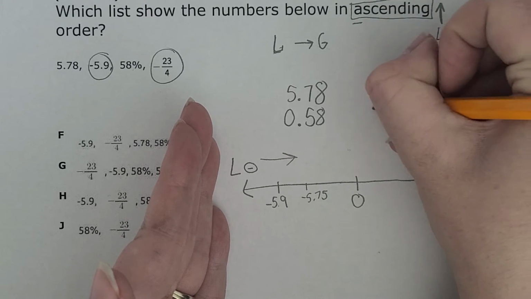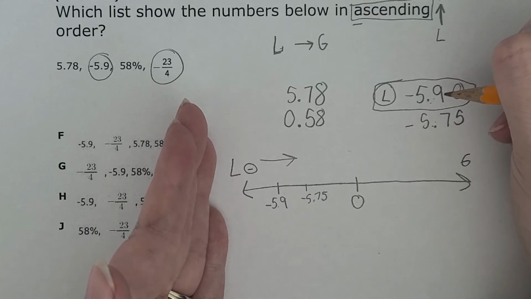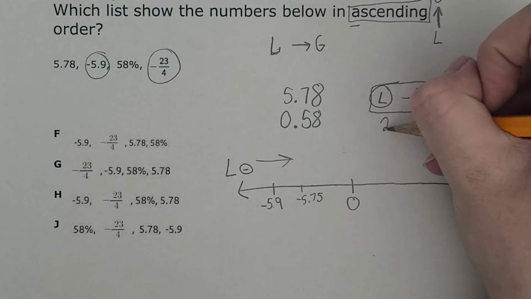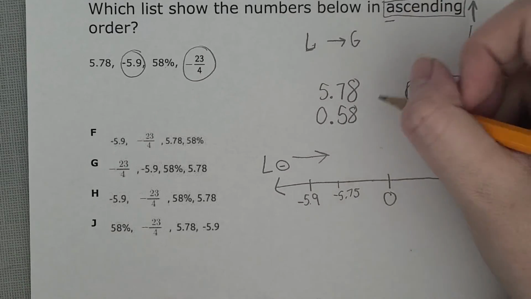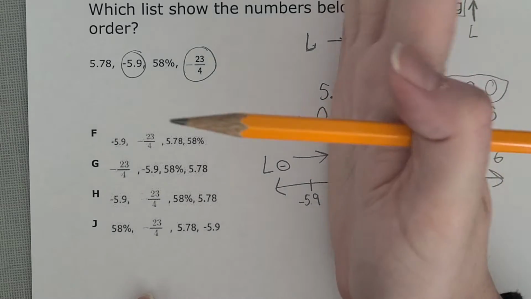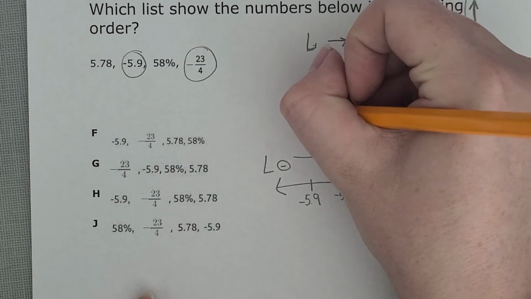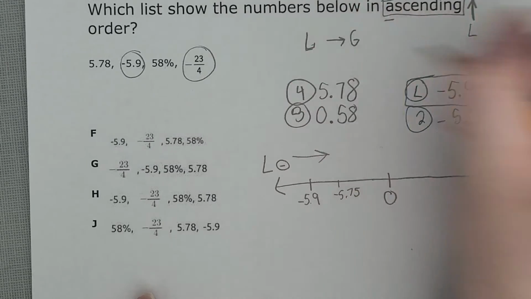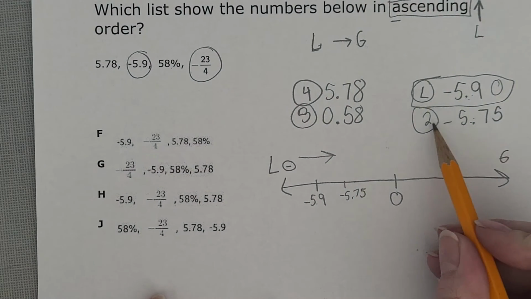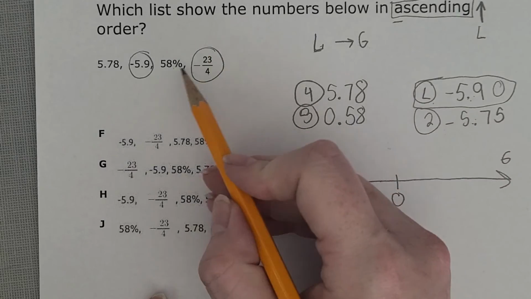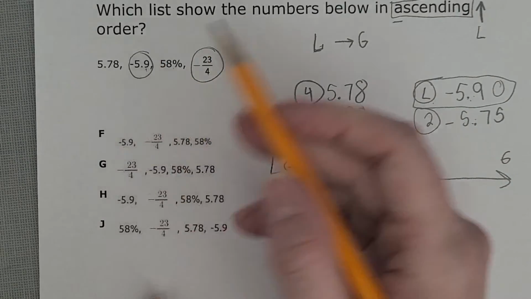Okay. This one is your least. Then your next, second, and then you can order like normal. So if we're comparing, that 0 is less than 5, so this will be third, and then fourth, okay? So if I put them back with their originals, my least is still negative 5.9, all right?